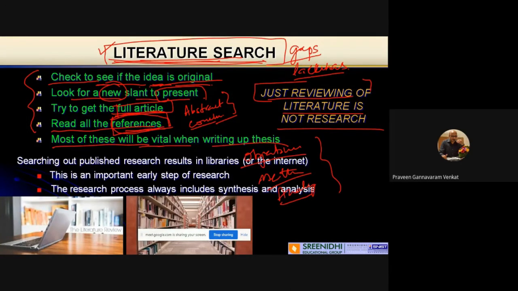Here, searching of the published research work in libraries, or nowadays we are getting internet facility, so anyone can search within a fraction of seconds. This is the most important and early step of the research. The searching mode is most important to go ahead with our research work. And the research process always includes synthesis and analysis. Synthesis and analysis are also most important.